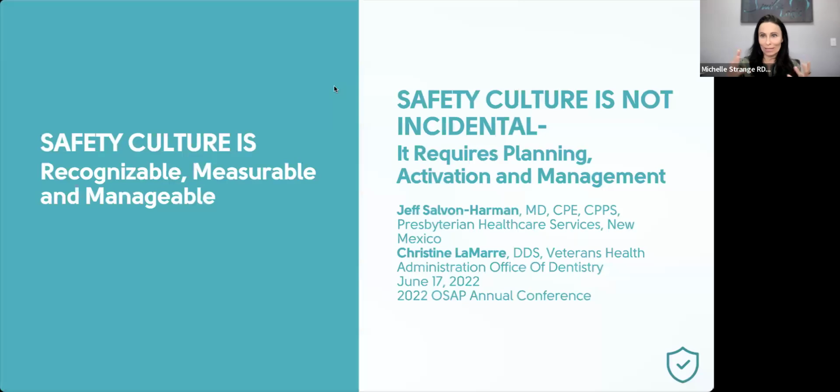And so when we look at safety culture, I think that's what we're going to lead to here. It's not something that just happens. It's something we have to actively build and maintain. And it's the foundation of everything we do in infection control. And a strong safety culture is, and you can see on the screen here, recognizable, measurable, and manageable. And it's what helps ensure that everyone in the practice is on the same page when it comes to safety, from the newest team member to the most experienced team member on your team, right?